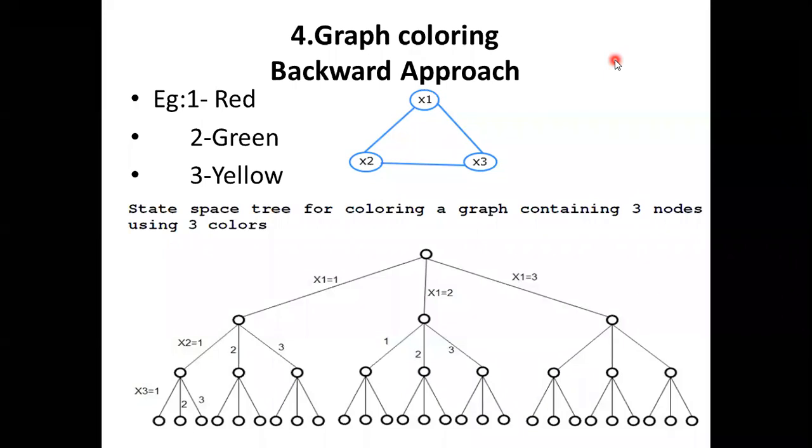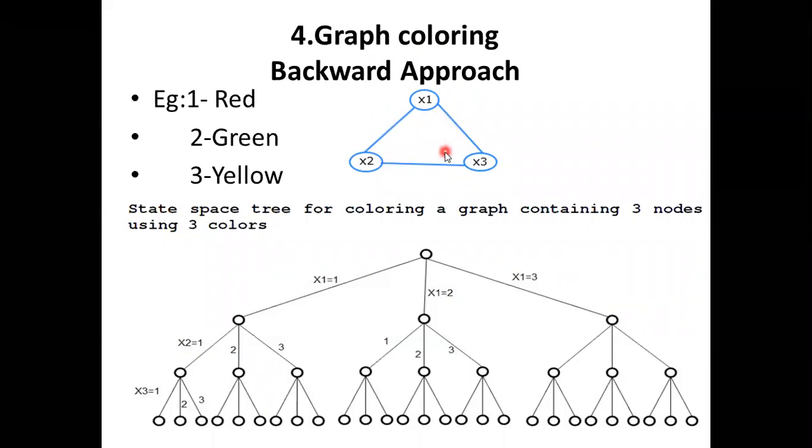In this lecture, I will explain Module 5, fourth topic, graph coloring, which is solved using the backward approach, or sometimes we will call it the backtracking approach. Before going to graph coloring, I will take one example and explain it so that you will clearly understand what is meant by graph coloring.